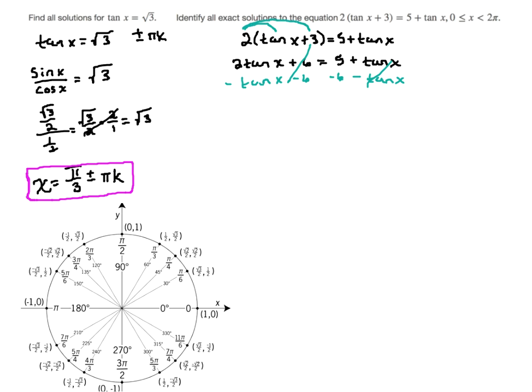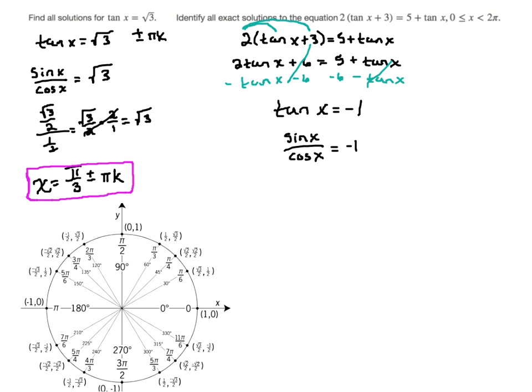And I get, so 2 tangent x minus 1 tangent x just leaves me with the tangent of x. And 5 minus 6 is -1. Okay, easy enough. Don't forget that the tangent is the same thing as the sine over the cosine.